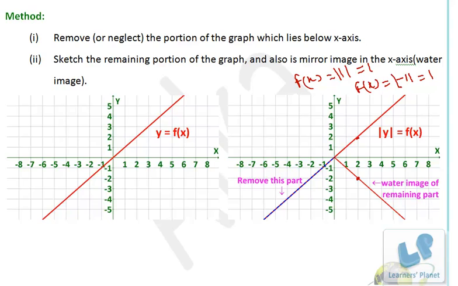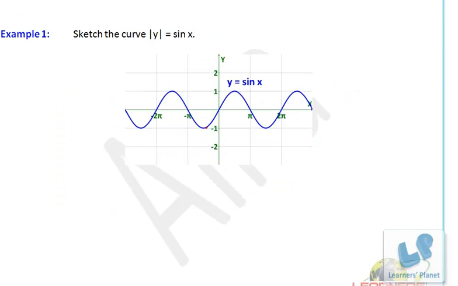I take one more example. Suppose we draw the graph of modulus of y is equal to sin x. For that we need to draw the graph of y is equal to sin x. So this is the graph of y is equal to sin x, right? When x is 0, y is 0. That means the graph is passing through the origin, right?